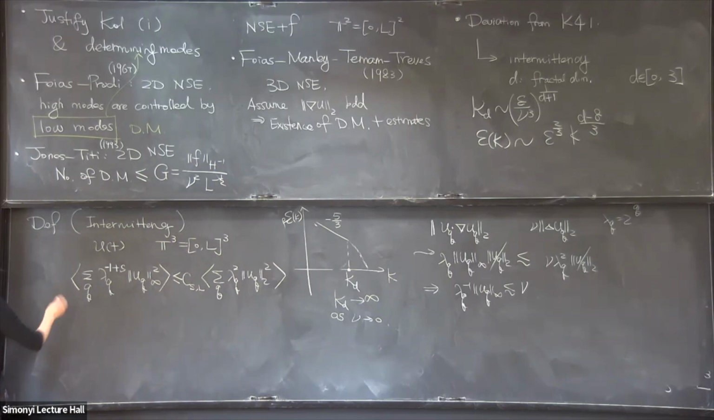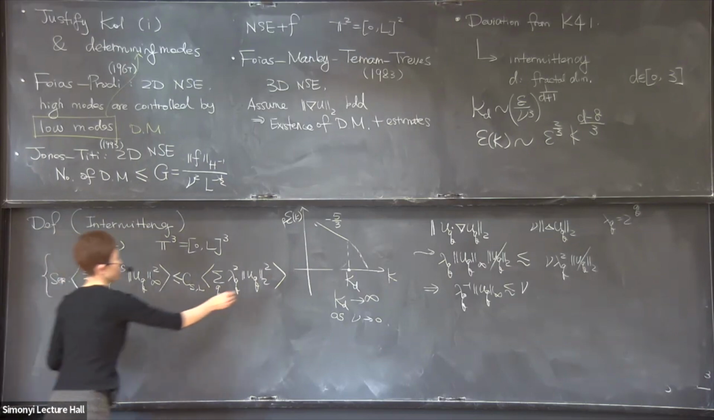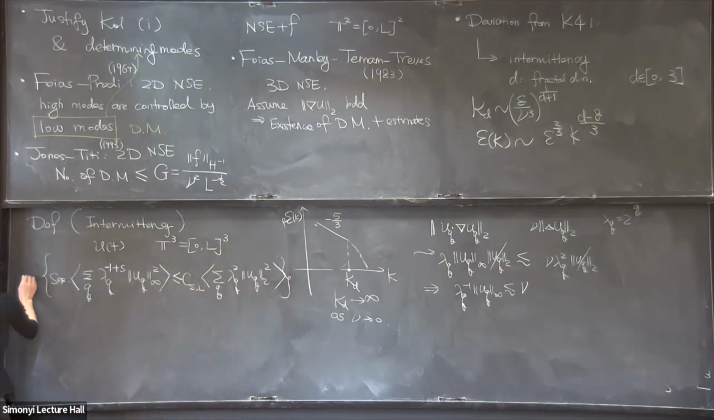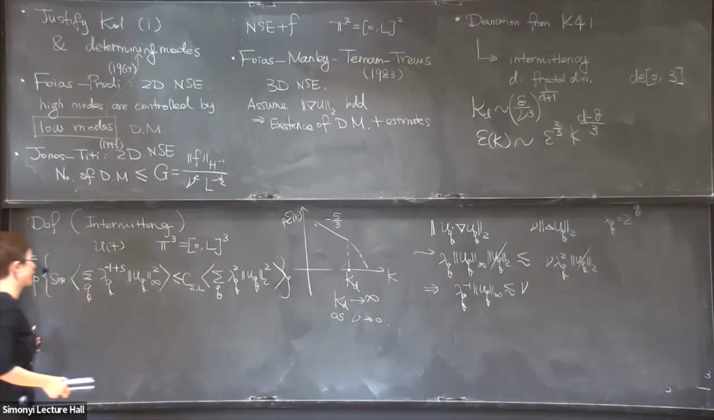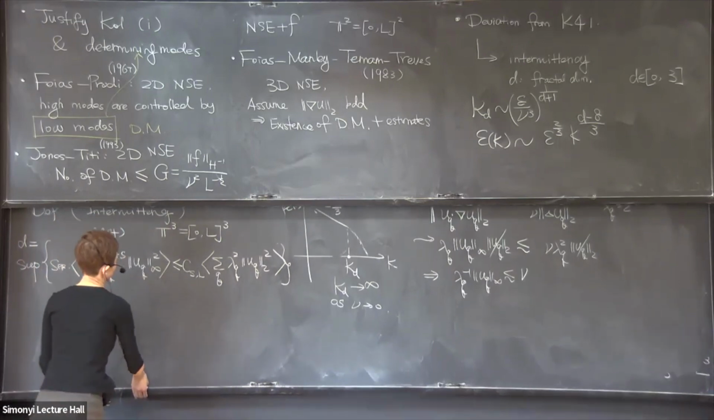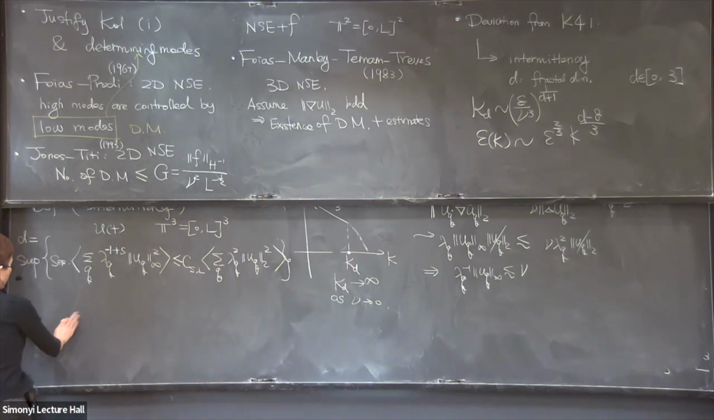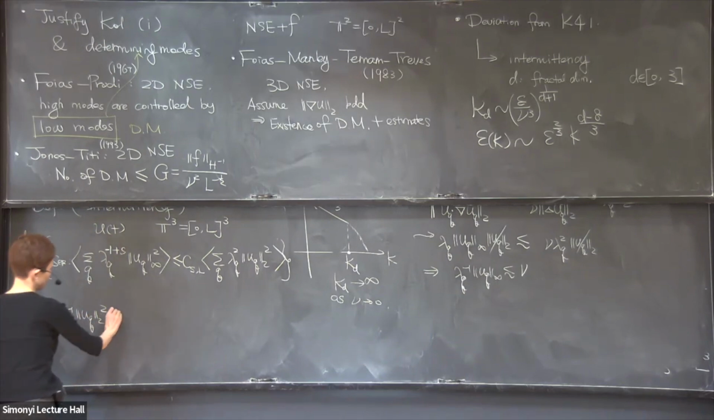For u satisfying this inequality, we take the supremum, and that is our definition of intermittency. I'll explain why we choose it this way and why it makes sense. So let's start from this quantity, L2 squared.